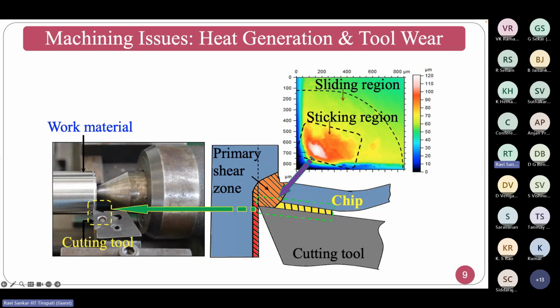For example, I am cutting here, and if I take a shear zone, the chip-tool interface has two regions. One is the sticking zone, another one is the sliding zone. Where the chip-tool interaction will be severe, boundary lubrication is required, and in the sliding zone, normally mixed lubrication and so on will come into the picture.